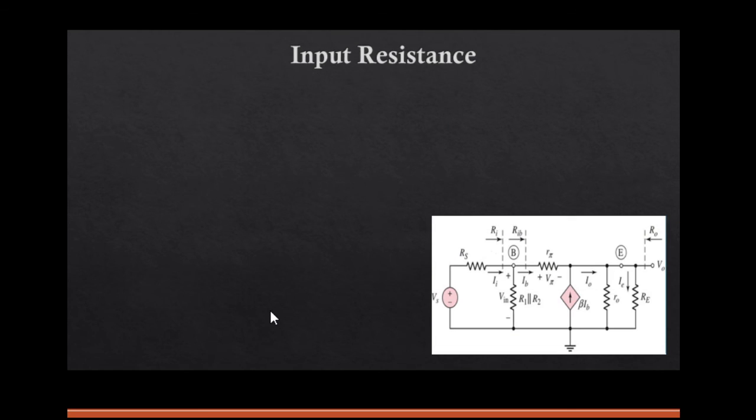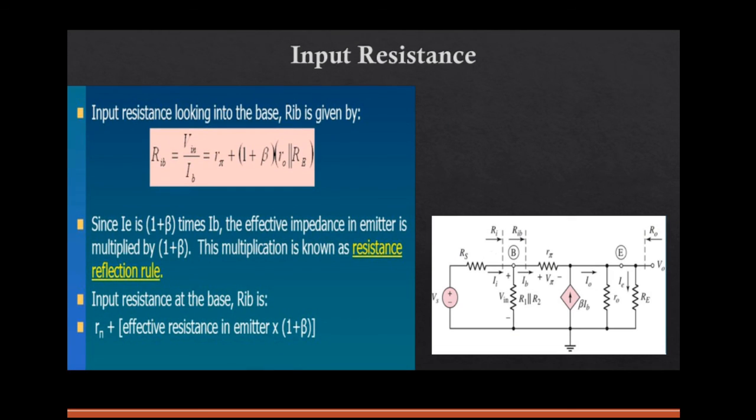Finally, you can see the input resistance expression which we have already derived, that is RIB is equal to Vn by IB, which is equal to R pi plus 1 plus beta into R naught parallel RE. Since IE is 1 plus beta times IB, the effective impedance in the emitter is multiplied by 1 plus beta. So this multiplication is known as the resistance reflection rule.